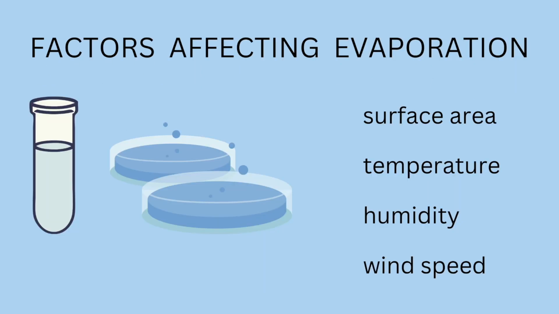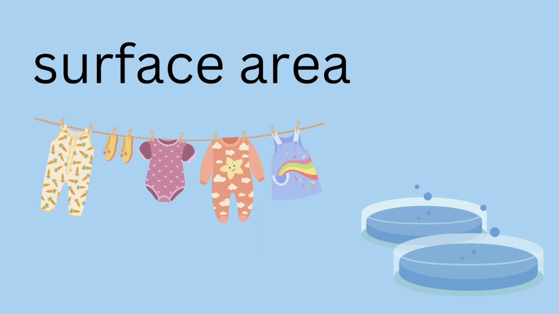Now the factors that affect the rate of evaporation are surface area, temperature, humidity and wind speed. Now how exactly do these factors affect that? What we will see now. Surface area. Okay, now you would have seen that when you hang your clothes, you try to spread them out evenly. You try to make the area larger.